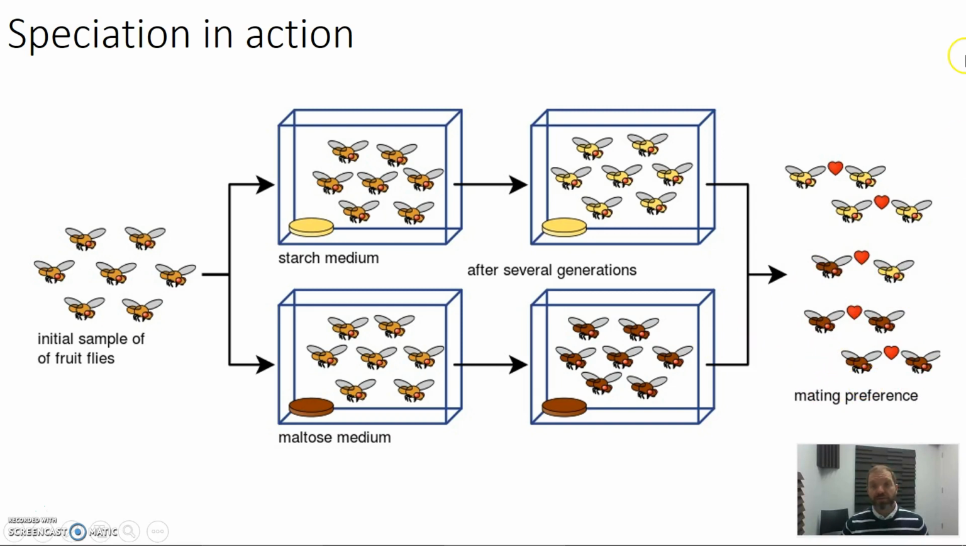The ones that were on starch mostly want to breed with other starch ones, and the ones that were on maltose will mostly want to breed with other maltose ones. And therefore these two populations have started to have a behavioural reproductive isolation as well as their initial geographic one. Even if you take the geographic away, they still have the behavioural isolation. So if this continues over time, you can see how these could become two different species if they only mate with each other.